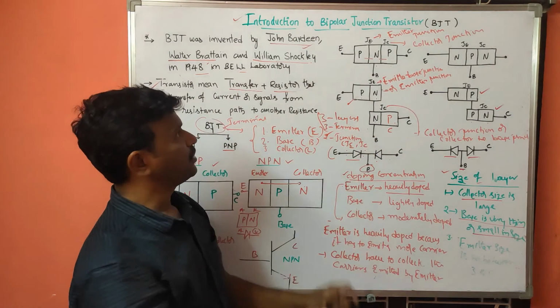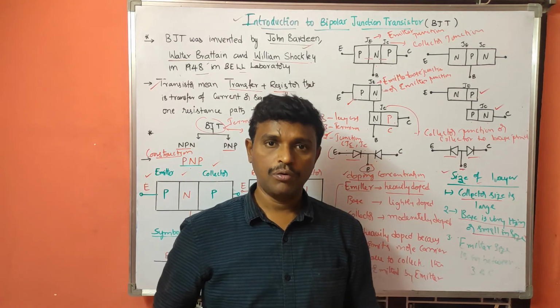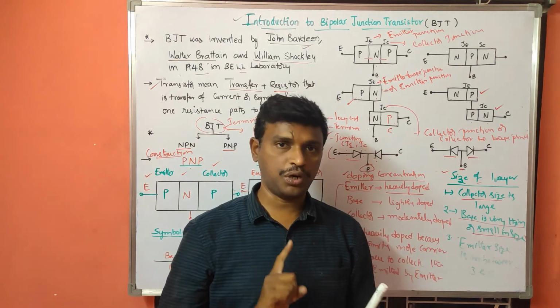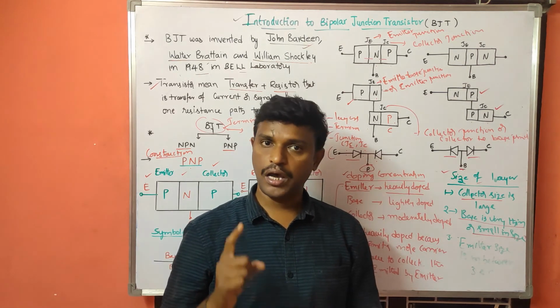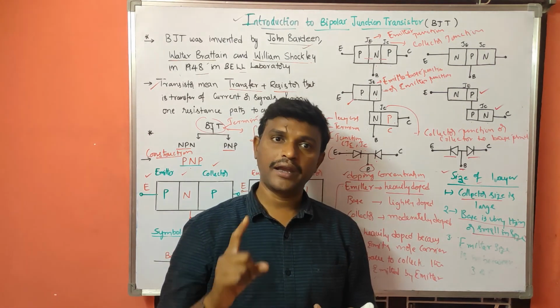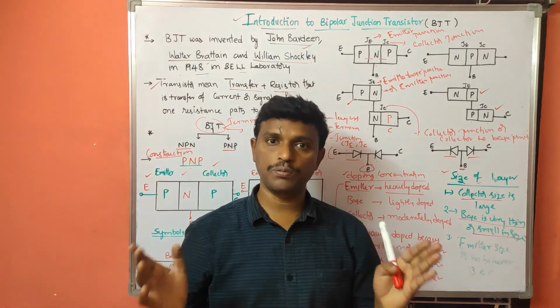So this is the introduction to the bipolar transistor. Here we have the basic construction. Next are the layers that are present, three layers, three terminals and again two junctions, and their representation in the two diode model.